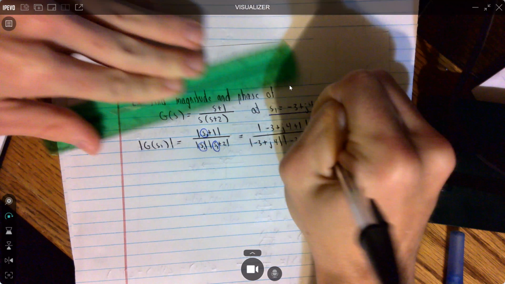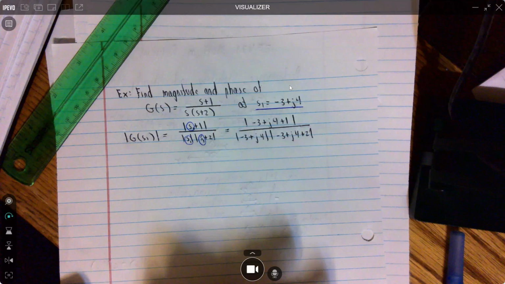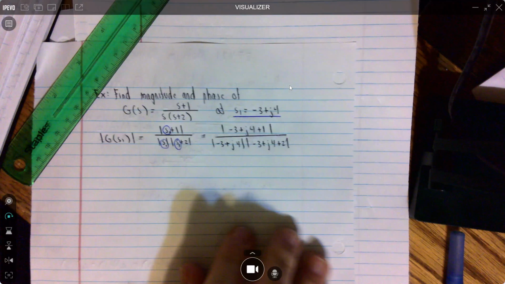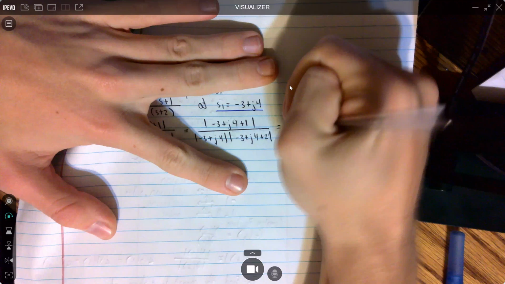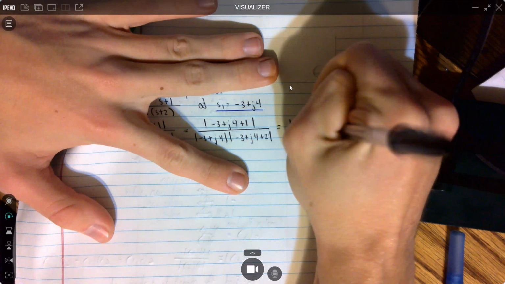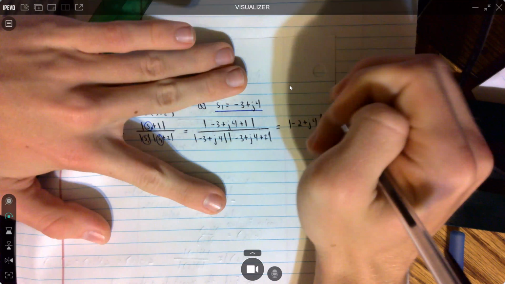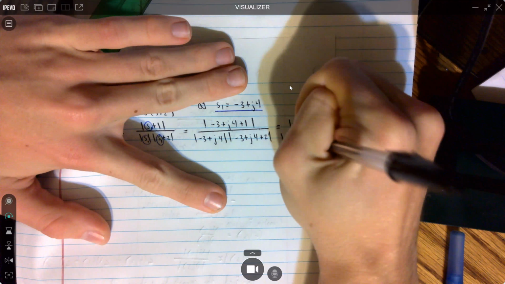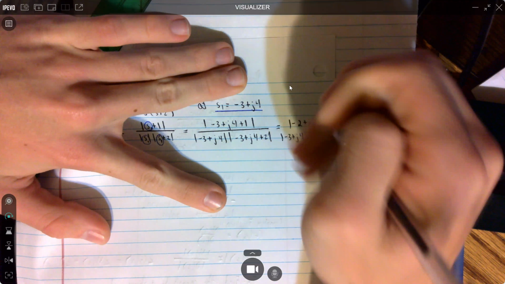Now when we evaluate this, we can simplify it right before taking the magnitude. So in our numerator, it's going to be -2 plus j4. Then in my denominator, it's going to be -3 plus j4, and then -1 plus j4.